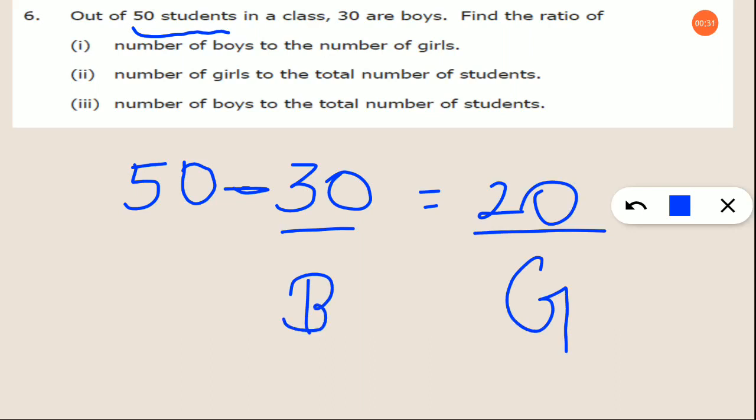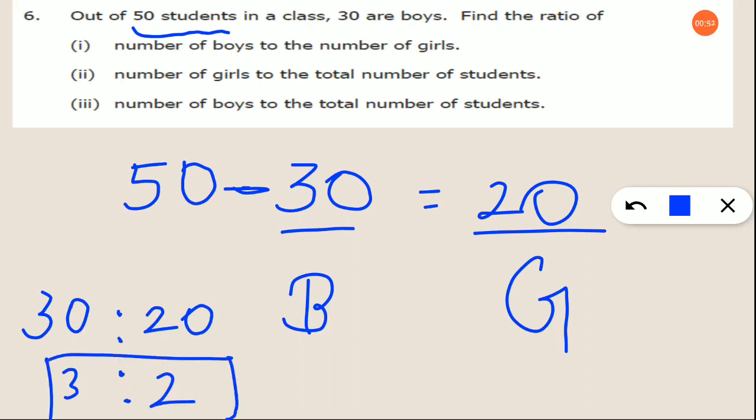Clear? Now, look at the first subdivision. Find the ratio of number of boys to the number of girls. How many boys are there? 30 boys. And the number of girls. How many girls? There are 20 girls. Shall we cancel out using 10 tables? So 3:2. This is the ratio of boys to girls in that class.